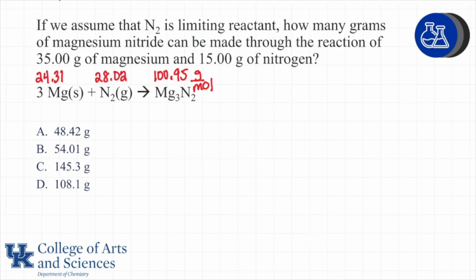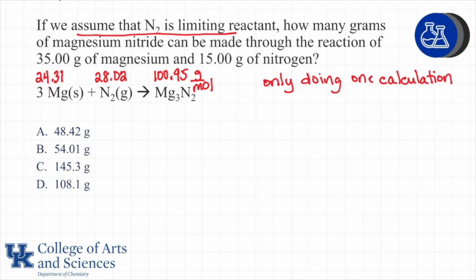Now we're going to do the same kind of problem, but we're going to assume that nitrogen is the limiting reactant. How many grams can we make? Again, this is only one calculation, so this is the other assumption for this problem. And we know it's a limiting reagent problem because it's given the amounts of two different reactants.